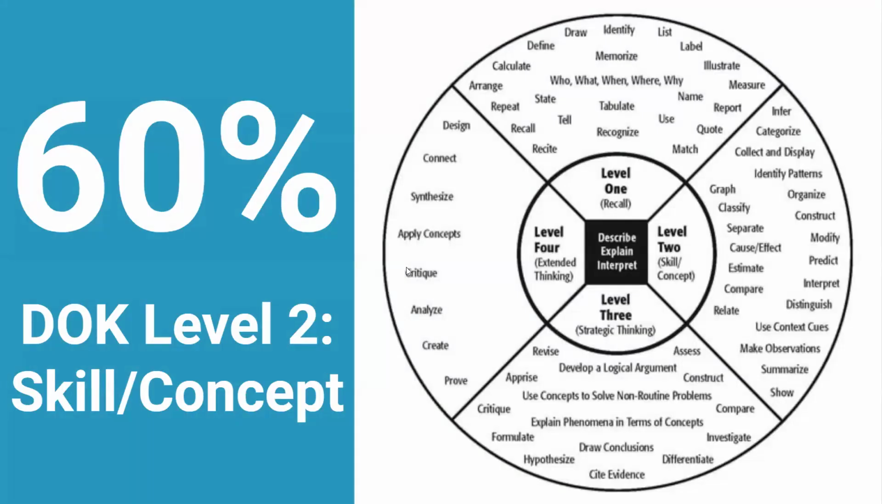Okay, and when we talk about Webb's depth of knowledge here, 60% of the GED social studies test is written on level 2. There is going to be some level 1, which are considered the easier questions. But here's the thing, and this was again eye-opening for me when I was doing a deep dive.